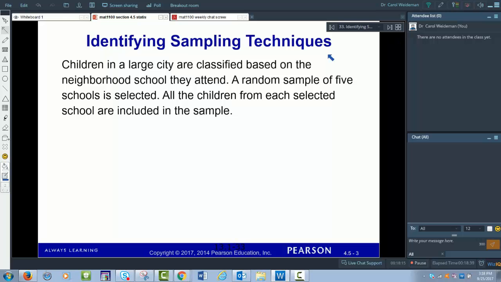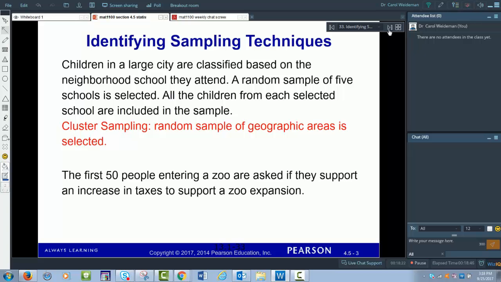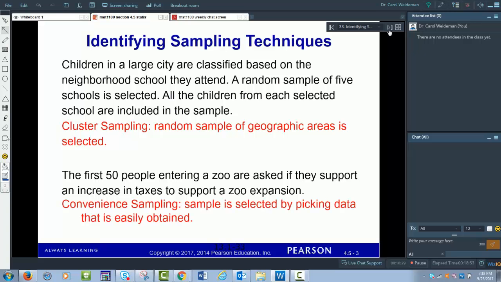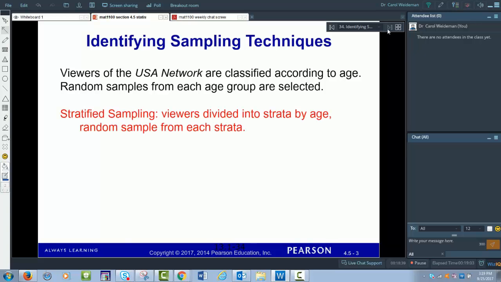Children in a large city are classified based on the neighborhood school they attend. A random sample of 5 schools is selected. All the children from each selected school are included. Key on here is random selection of the schools, and then all the children in the schools are included. This is a cluster sample, also geographic. The first 50 people entering a zoo are asked if they support an increase in taxes to support a zoo expansion. Convenience. And then last example, viewers of USA Network were classified according to age, and we take a random sample from each age group. Homogeneous groups, this is stratified sampling.